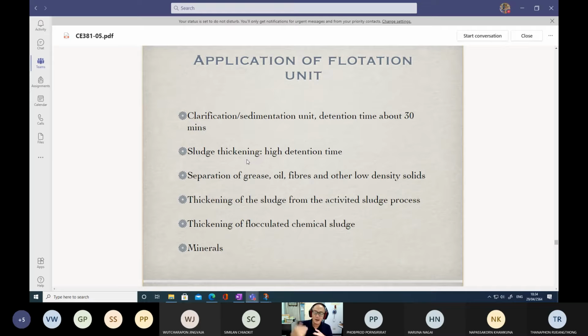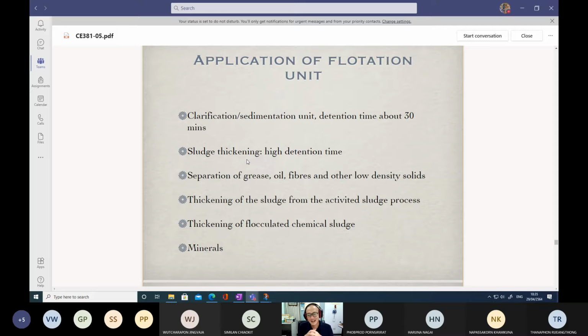So we want a higher percentage of solids in the sludge. The very first unit for the sludge treatment, we have to use the thickener. There are two types of thickeners: gravity thickeners, and the other one is the flotation thickener. So sometimes flotation is used in the sludge treatment process. They can actually make up the concentrations of the sludge up to 10%.